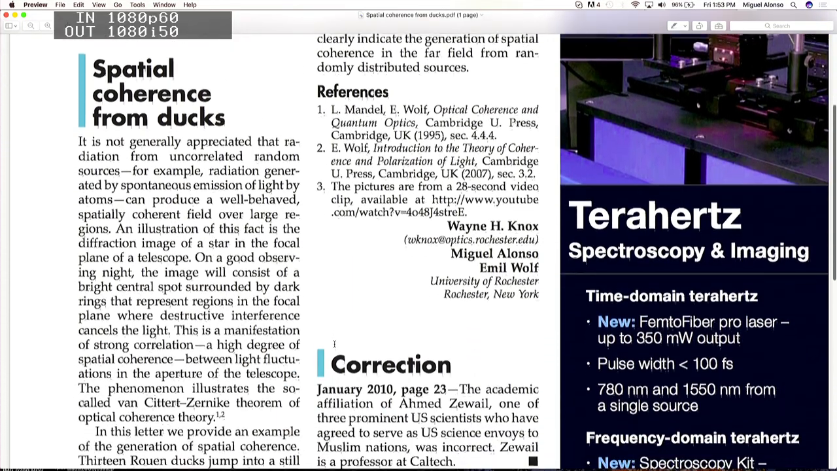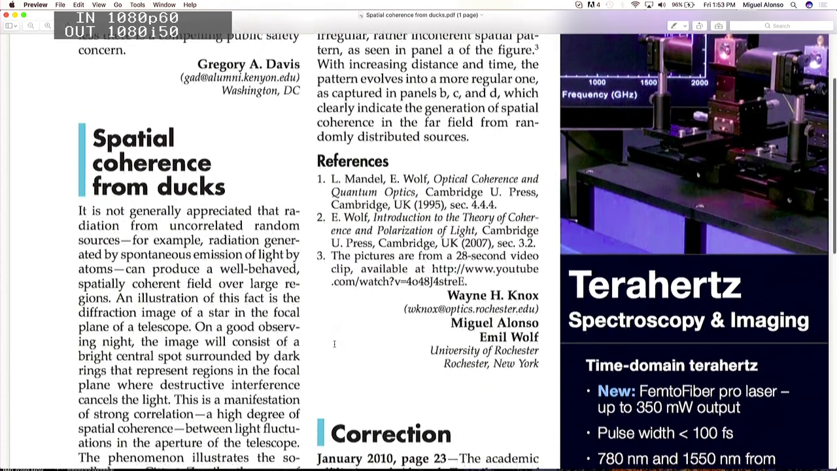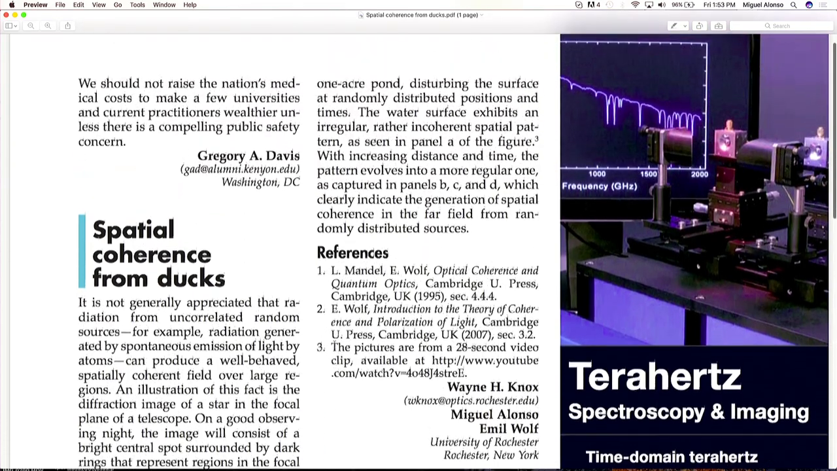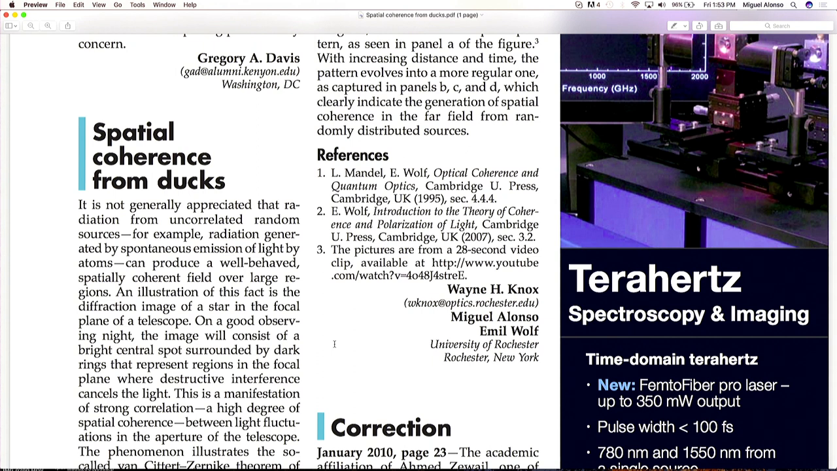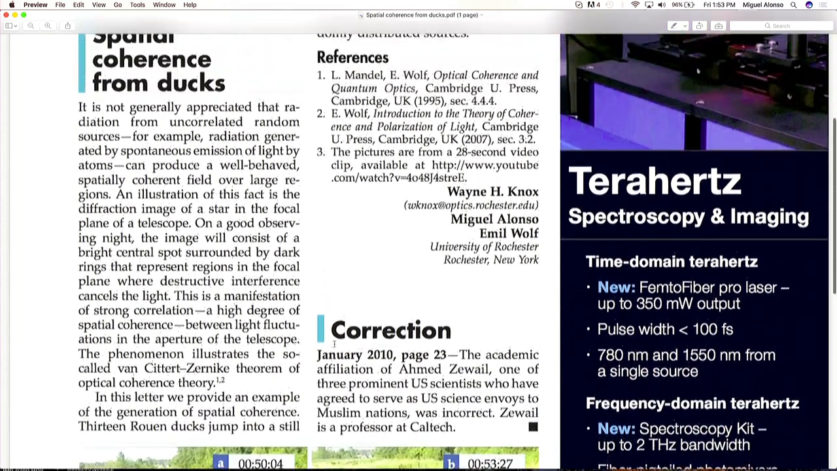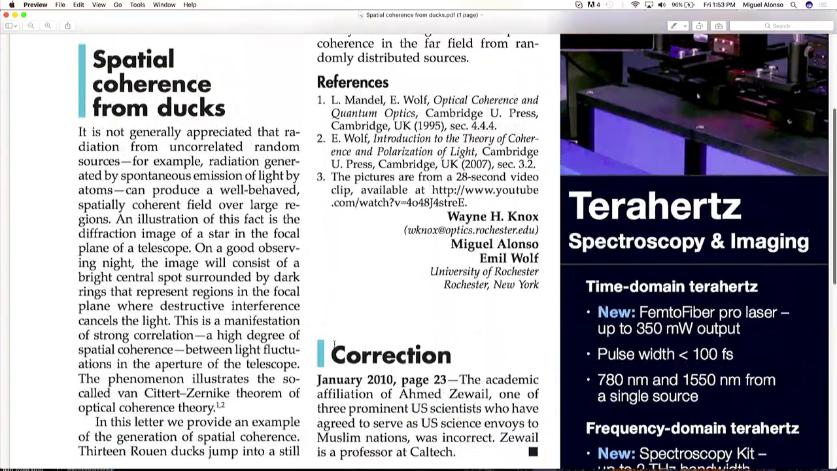It's called Spatial Coherence from Ducks. And this was published in Physics Today. My co-authors are Wayne Knox, who used to be the director of my center, and Emil Wolf, who wrote some famous books about coherence. That's the article, by the way. That's it, and those are the figures, the ducks.